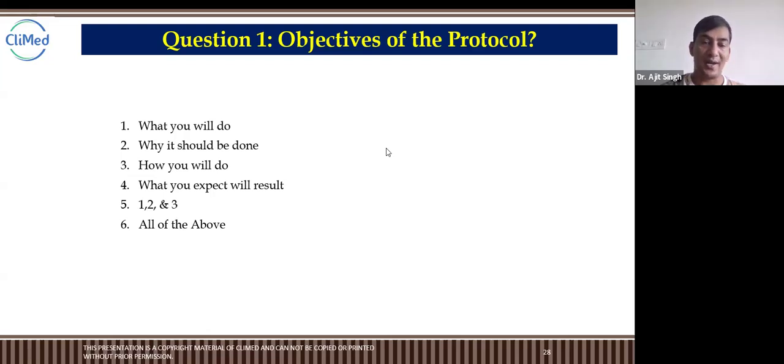It can lead to bias. We cannot predict the result before the trial is done, Johanna. Okay. Let's look at the answer, then we'll describe. Answer is all of the above. But before describing this answer, can someone tell me how many of you have written a protocol before? Yes, guys. How many of you have written the protocol before?